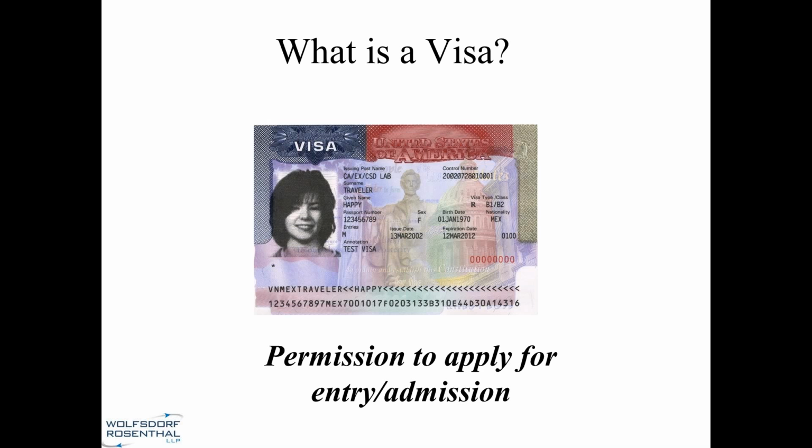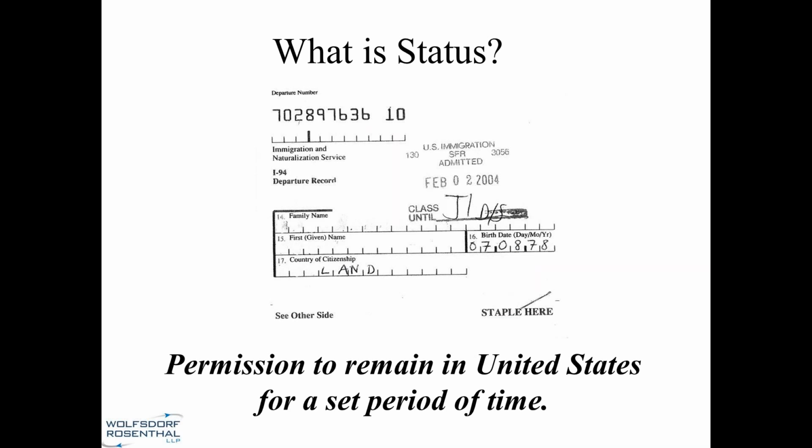And a visa is permission from the Department of State, basically allowing you to apply for entry or admission to the U.S. So it's that key document that allows you to board a plane, check in with the airline, or go to the border port of entry to present to a Customs and Border Protection officer who will make a final determination on whether you will be admitted to the U.S. or not.